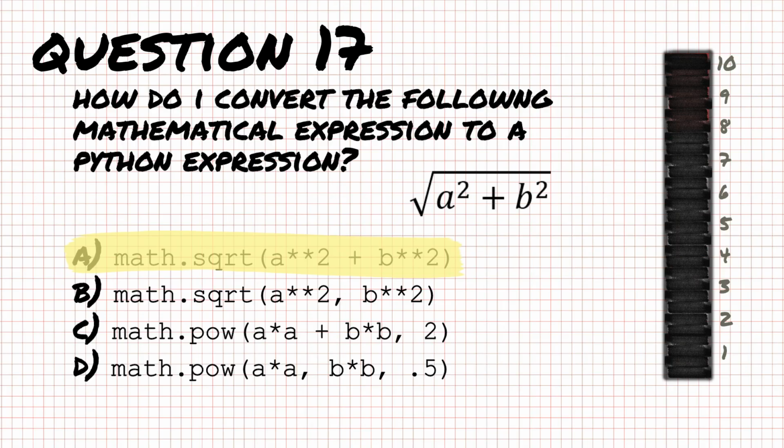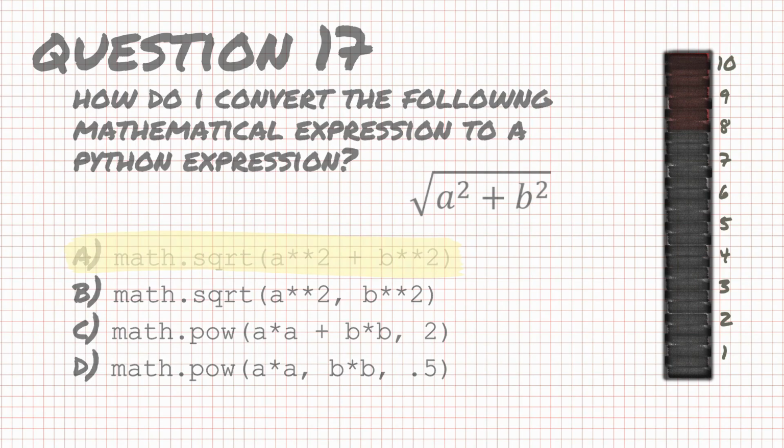Note that we could get a squared by multiplying a times a, and we could get the square root by passing the sum of a squared and b squared to math.pow and raising it to the 0.5 power. But choices C and D are in some other way incorrect.